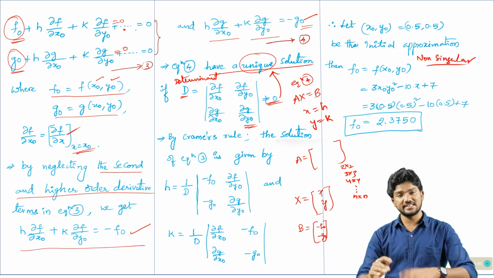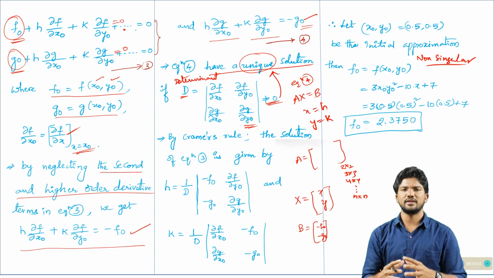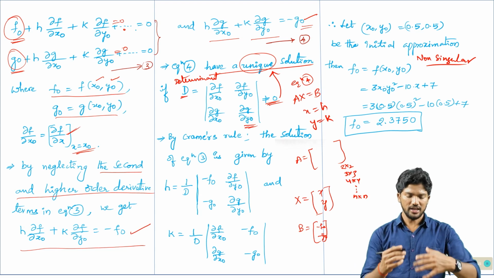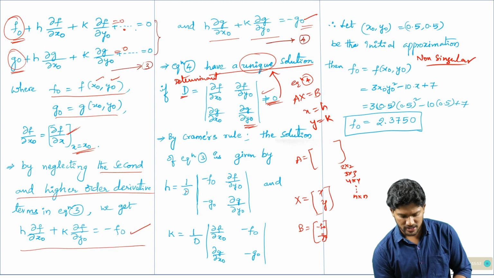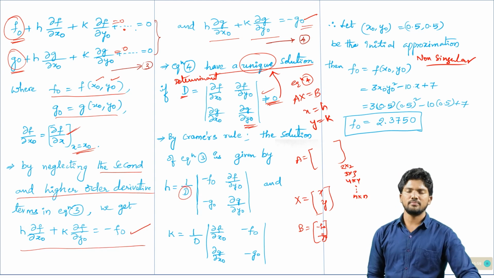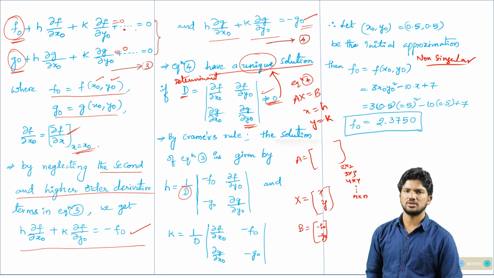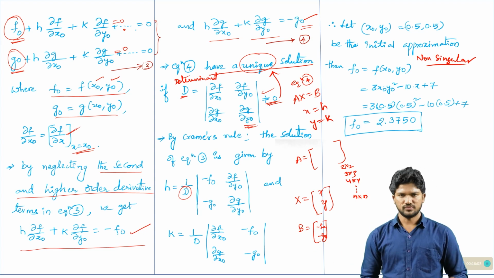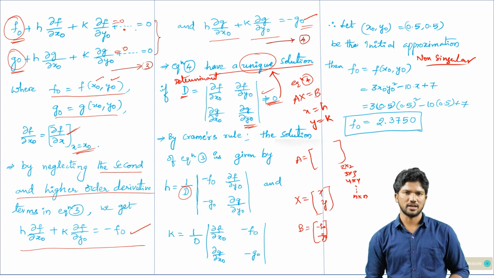If the determinant of any matrix is equal to 0, then it is called a singular matrix. The reason determinant not equal to 0 is needed is that we are taking the determinant in the denominator in the next approximation. So if the determinant is not equal to 0 in the denominator, then only we can find the solution of small h and small k.